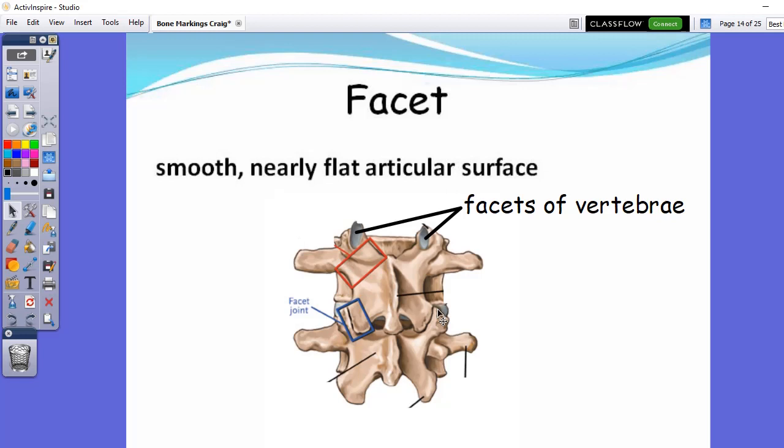The next one is a facet. A facet is flat. Think about a facet starting with an F and a flat starting with an F. If your vertebrae have to stack on top of one another, where those two bones meet must be a flat surface, and the name for that flattened surface where vertebrae are going to sit on top of one another is called a facet. You will have a superior articular facet and an inferior articular facet where one vertebrae is on top and one vertebrae is on the bottom.